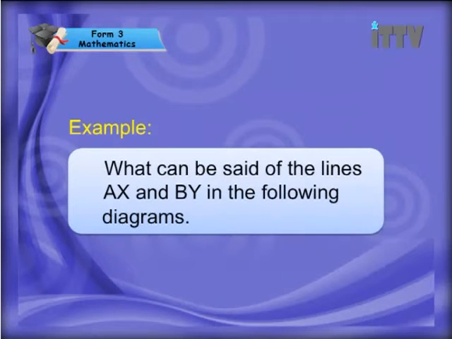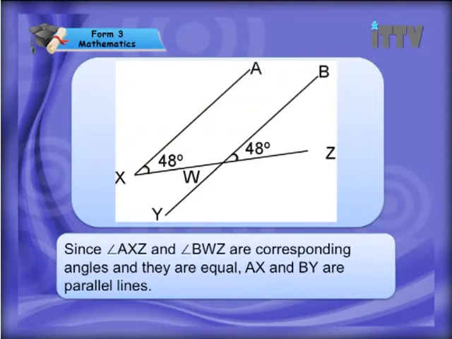Let's look into an example. What can be said of the lines AX and BY in the following diagrams? If we look into the diagram, we have line AX and line BY. We have an angle of 48 degrees on both sides. Now, since angle AXZ and angle BWZ are corresponding angles and they are equal, AX and BY are therefore parallel lines.